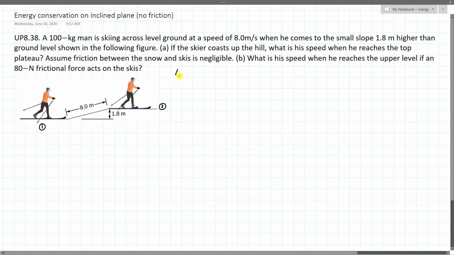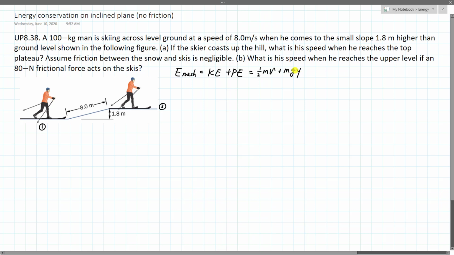And I like to write this out. Mechanical energy contains kinetic energy and potential energy, and kinetic energy is 1/2 mass velocity squared. Potential energy is just gravity, mgy.